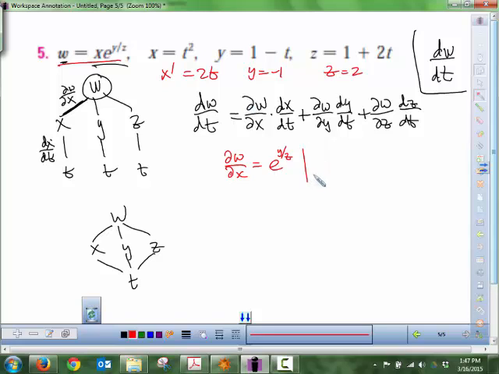So we're eventually going to want to set x equal to t squared, y equal to 1 minus t, and z equal to 1 plus 2t. This is the part where, after we take the derivative, we're going to evaluate it at the original function. So there's no x's to put t squared in, but I have a y to put 1 minus t in, and a z to put 1 plus 2t in. Okay? So that's my dw/dx, or I should say the partial of w with respect to x.